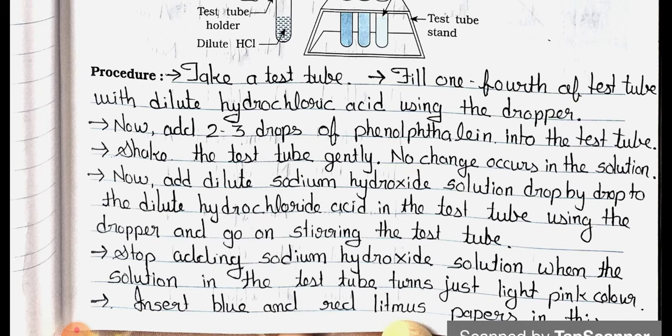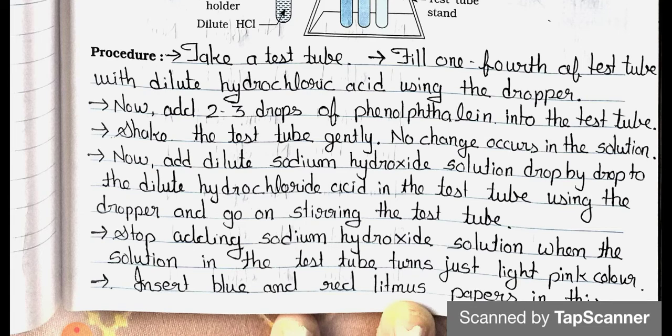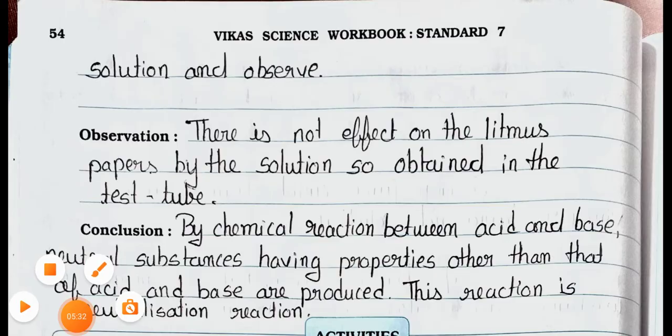Now add dilute sodium hydroxide solution drop by drop. See, drop by drop to the dilute hydrochloric acid in the test tube using the dropper, and go on stirring the test tube. Stop adding sodium hydroxide solution when the solution in the test tube turns light pink in color. Insert blue and red litmus papers in it. See the next page and observe.